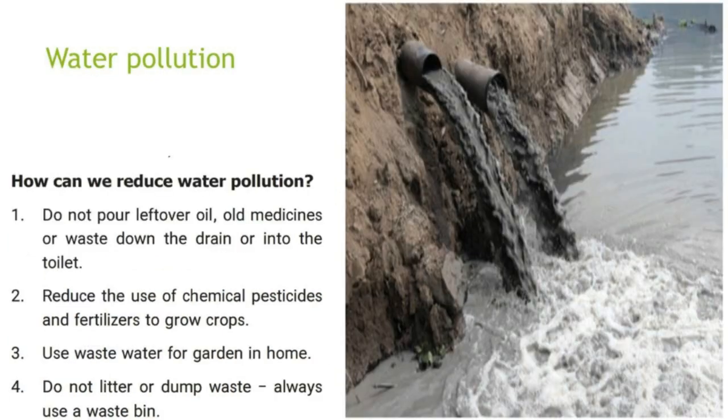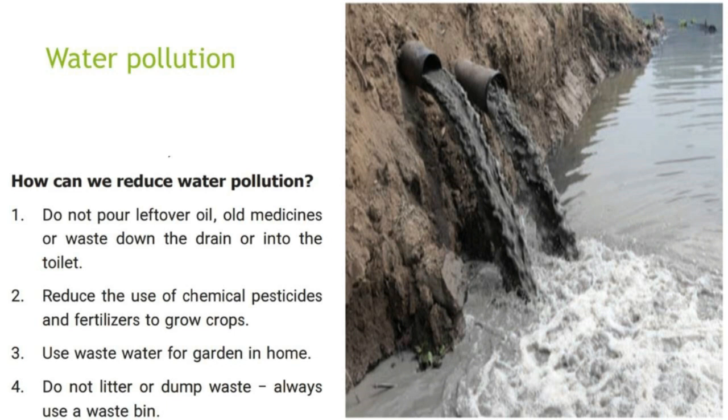Water pollution. Water pollution occurs when waste from factories, houses, and farms mixes with the water in rivers, lakes, ponds, the ocean, or even underground. Contaminated or polluted water can spread diseases and chemicals which are not good for our health.